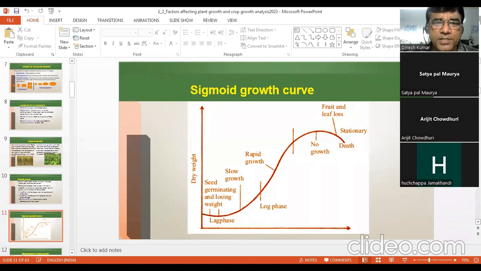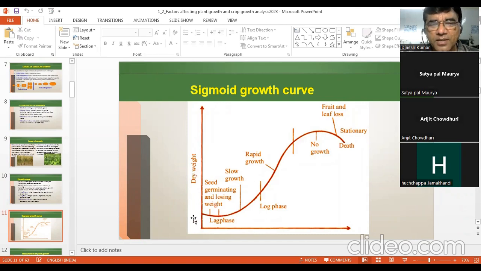You can see in this picture, on the x-axis you have time. On the y-axis you have growth. Growth can be with respect to dry weight, it can be with respect to leaf area index, it can be with respect to number of branches, or it can be tiller number, and so on.